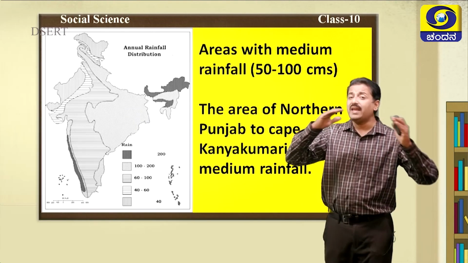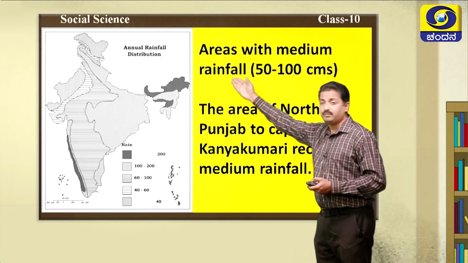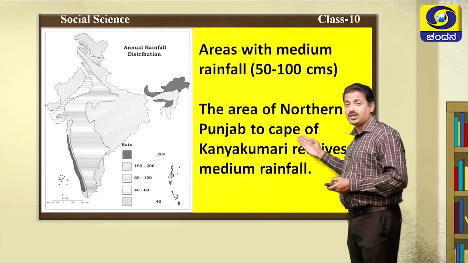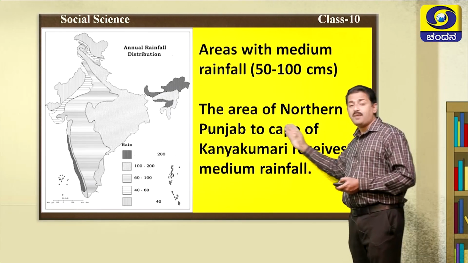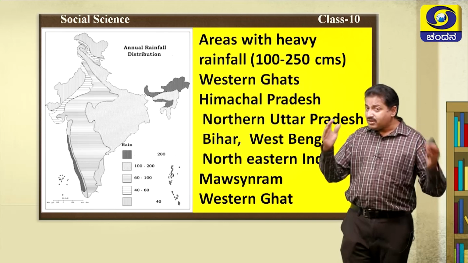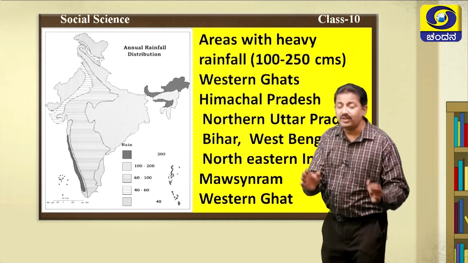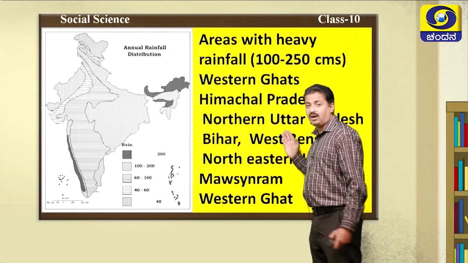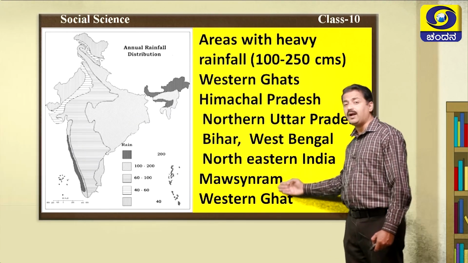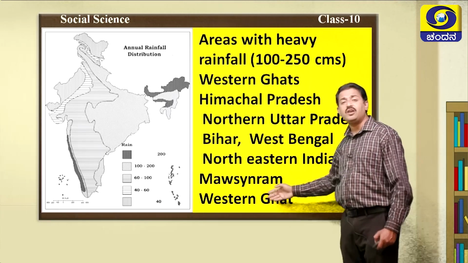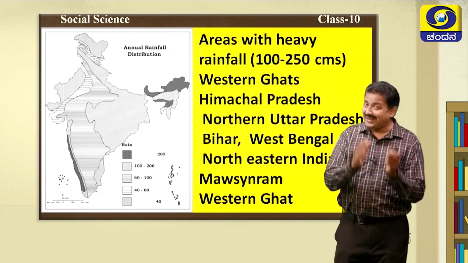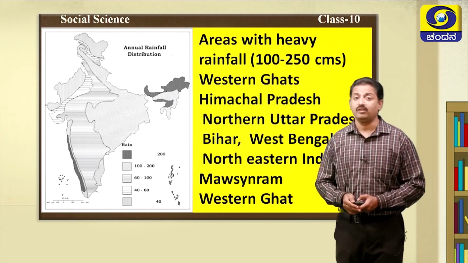Now let us learn areas with medium rainfall, that is from 50 to 100 centimeters: areas from northern Punjab to Cape Kanyakumari receive medium rainfall. In addition to that, areas with heavy rainfall, 100 to 250 centimeters: Western Ghat, Northern Uttar Pradesh, Bihar, West Bengal, Northeastern India, monsoon and Western Ghat, all these areas receive heavy rainfall. It receives more than 250 centimeters. So, these are the 3 rainfall zones in India.